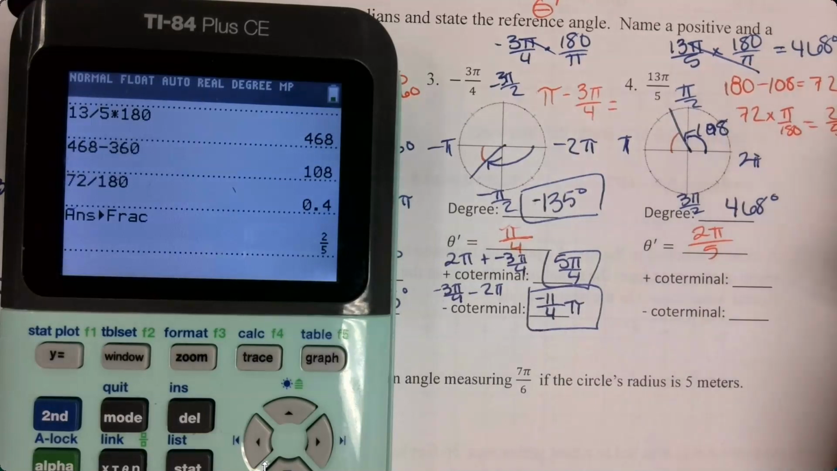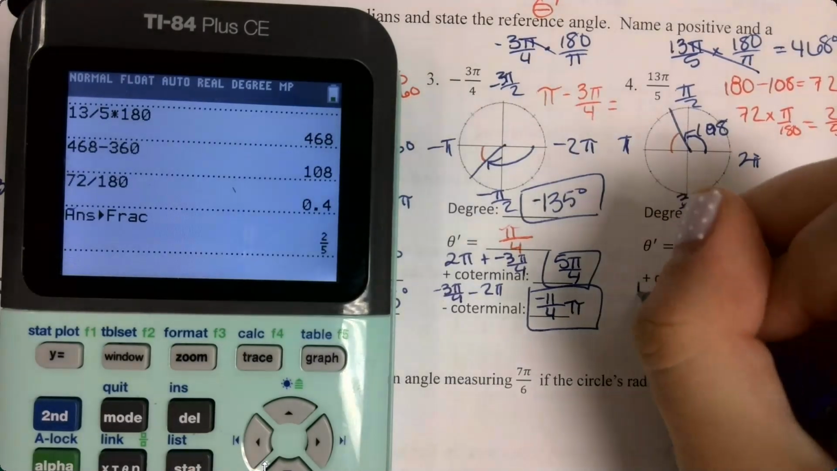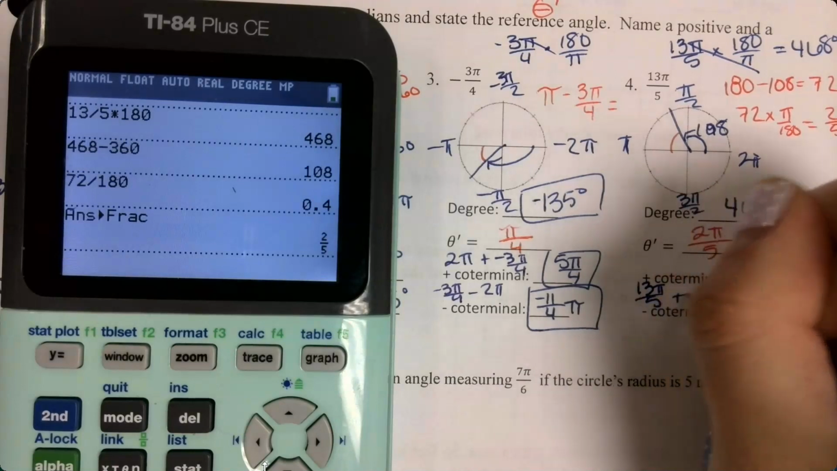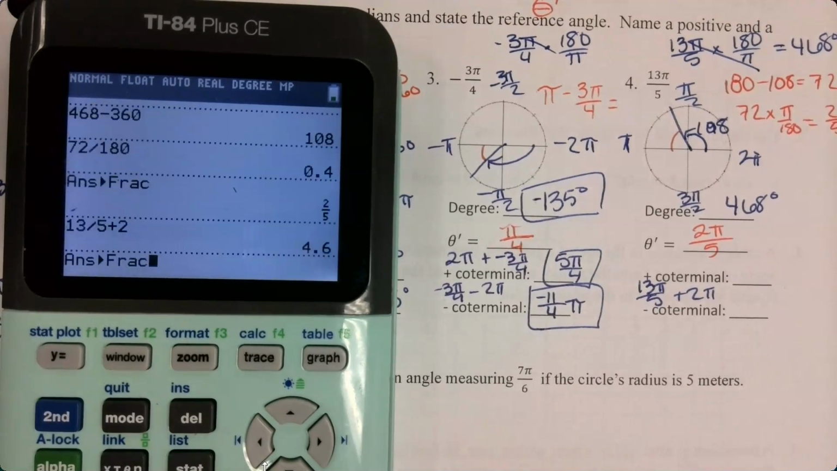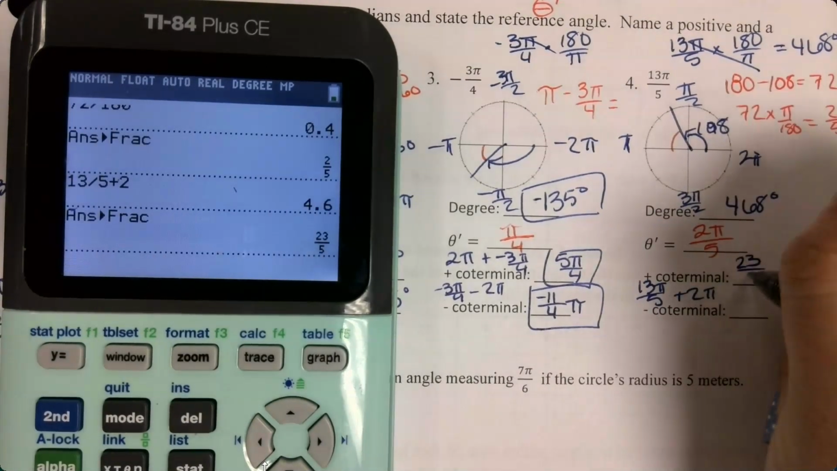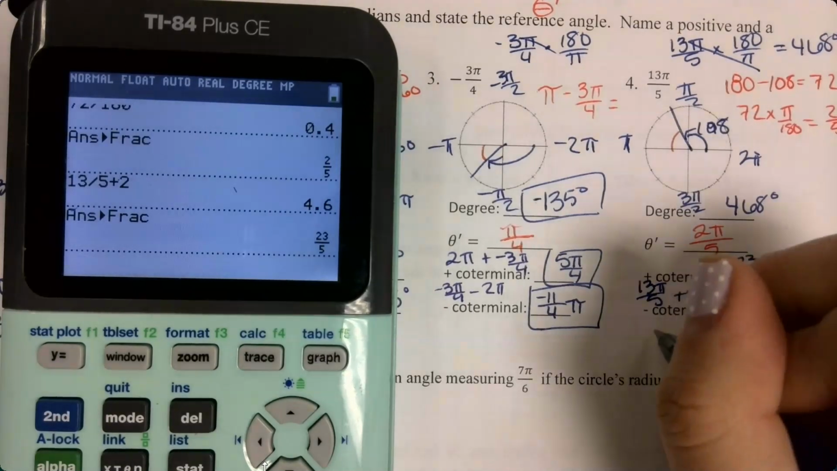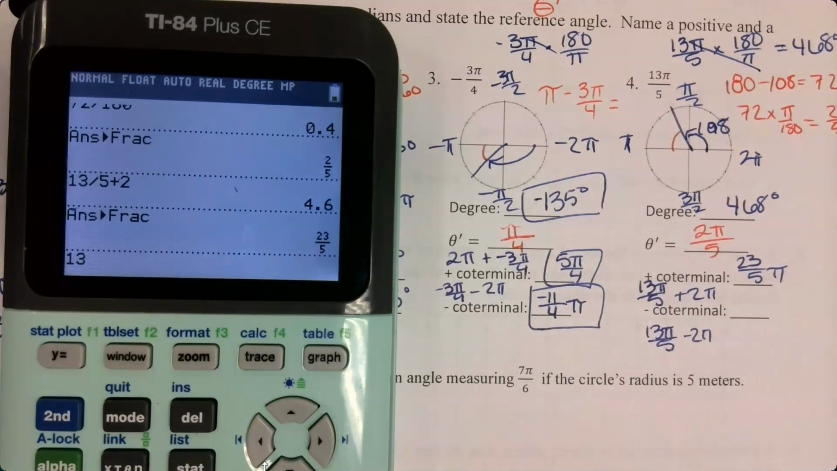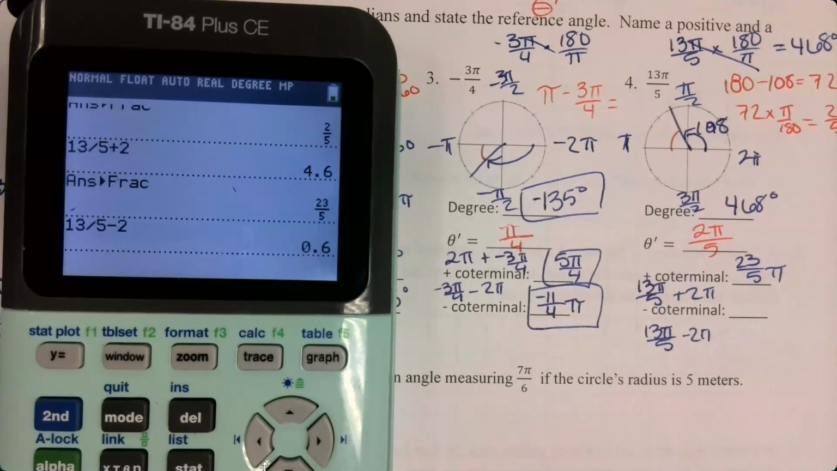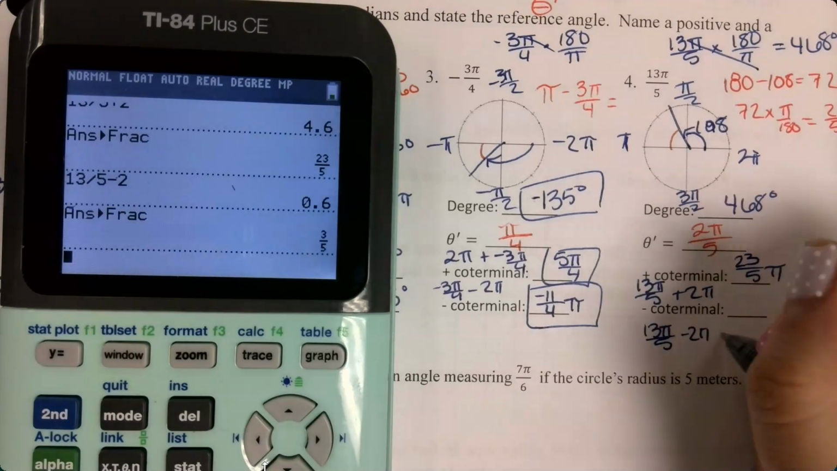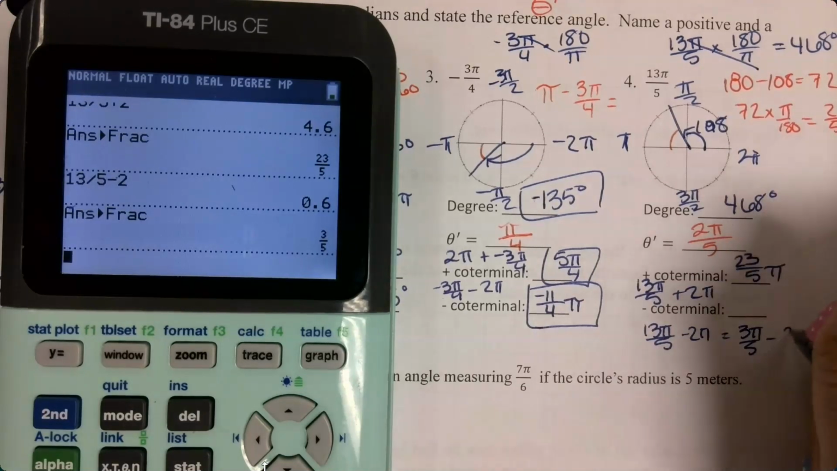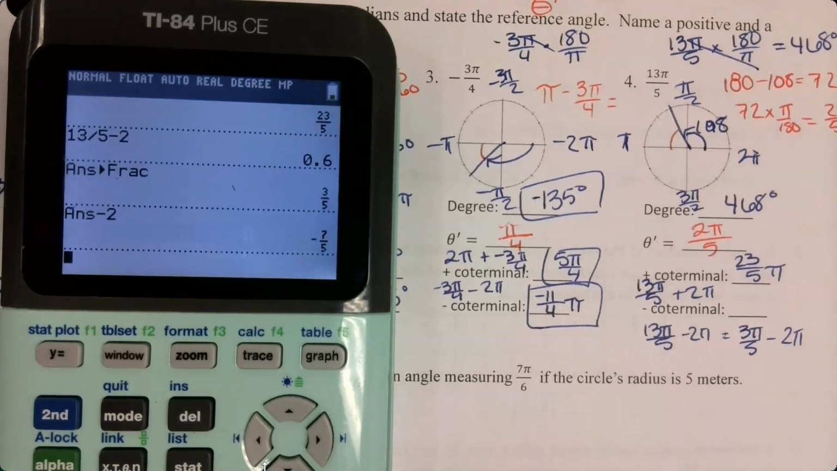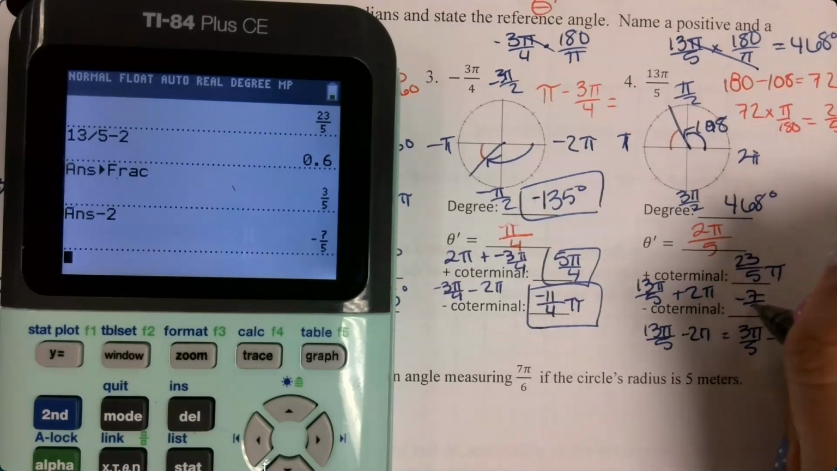To find a coterminal angle, I want to do 13 pi fifths plus 2 pi. So 13 fifths plus 2, turn it back into a fraction, is 23 fifths pi. A negative coterminal, I'm going to do 13 pi fifths minus 2 pi, which still gives me a positive value. It gives me 3 pi fifths. So I want to go ahead and subtract this again, which gives me negative 7 pi fifths.